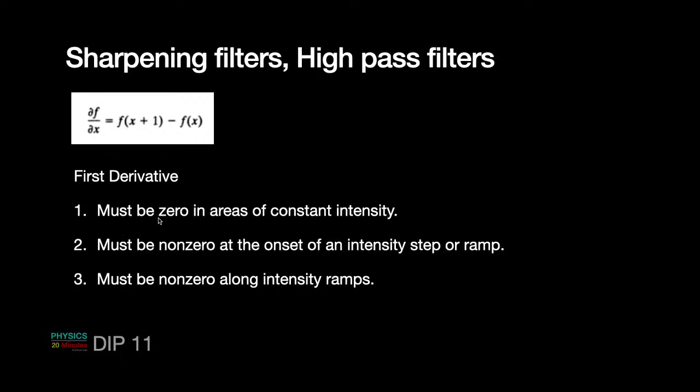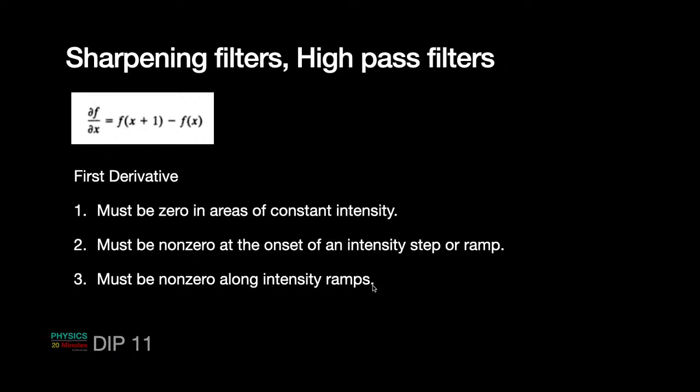Some of the important things: it must be 0 in the area of constant intensity. It is obvious, if two points have the same intensity, then their values will be the same. Therefore, the first derivative, if you take a difference, it must vanish. Must be 0. Must be non-zero at the onset of an intensity step or ramp. So if the intensity increases from any pixel onward, suppose you are at pixel A, and at pixel B the intensity increases, then obviously the intensity change has to be non-zero. So the first derivative will become non-zero. It will also be non-zero along the intensity ramp.